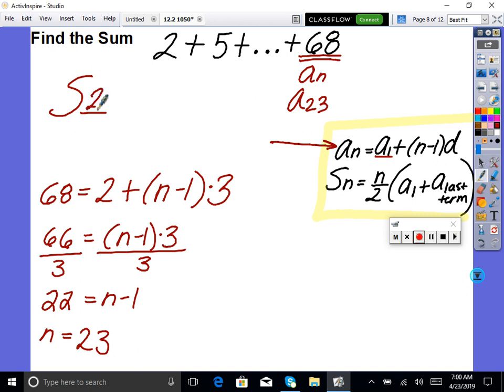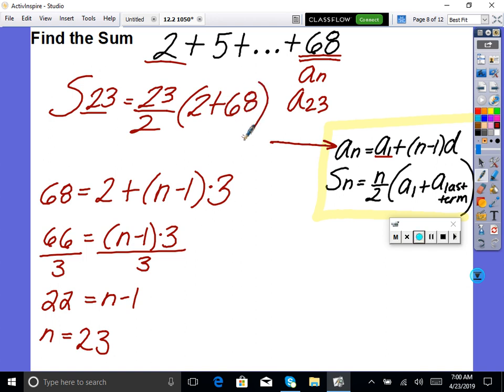So we'd say the sum of 23 terms is equal to 23 over 2 times a sub 1, which is 2, plus the final term, which was 68. So in this one, the unknown was n instead of the last term. So do you guys see how every problem can just be a little different? And notice, most of the time, we've ended up having to use both formulas. So now you'll do 23 divided by 2, and then times 70. So that would be 805.